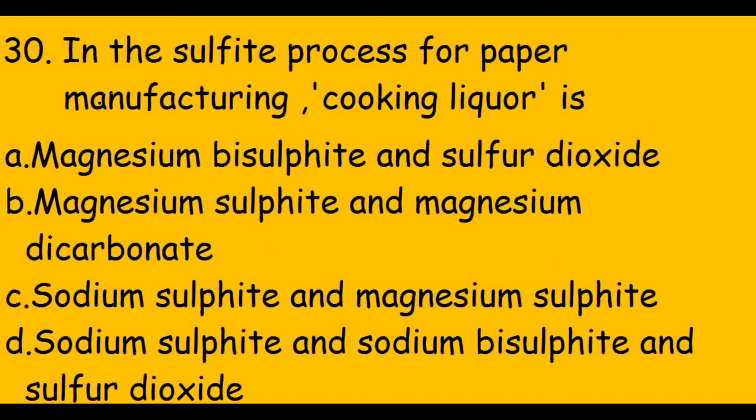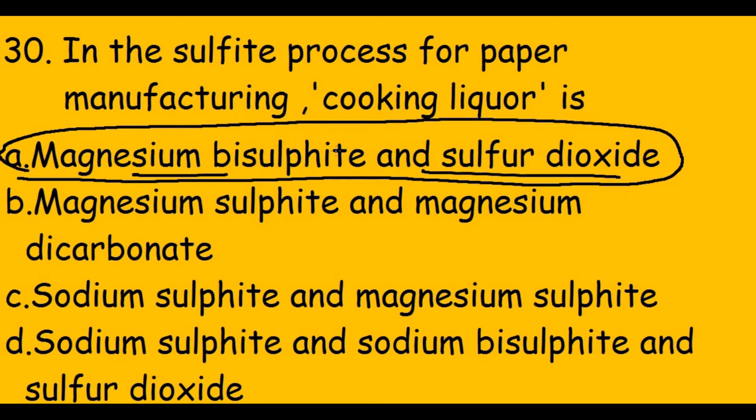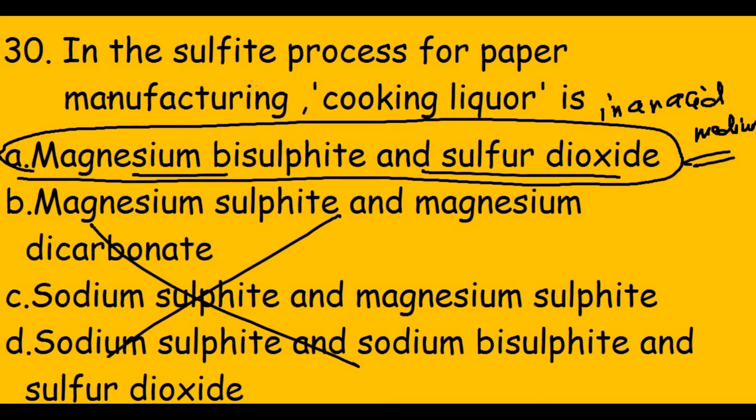So the 30th question asks, in the sulfite process for paper manufacturing, cooking liquor is. So the first option is magnesium bisulfite and sulfur dioxide. So this is the correct option. Magnesium bisulfite and sulfur dioxide in an acid medium. This is for extra knowledge. So these options are incorrect. No need to study this. Remember, in the sulfite process for paper manufacturing, cooking liquor is magnesium bisulfite and sulfur dioxide in an acid medium.